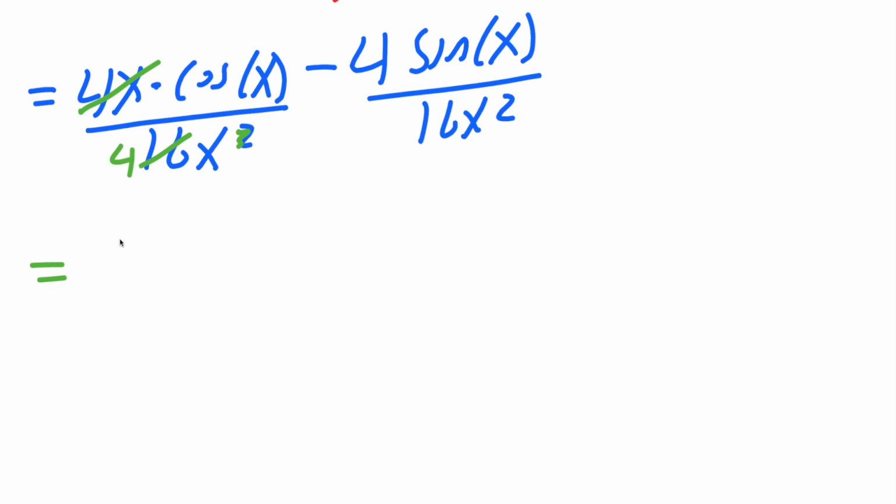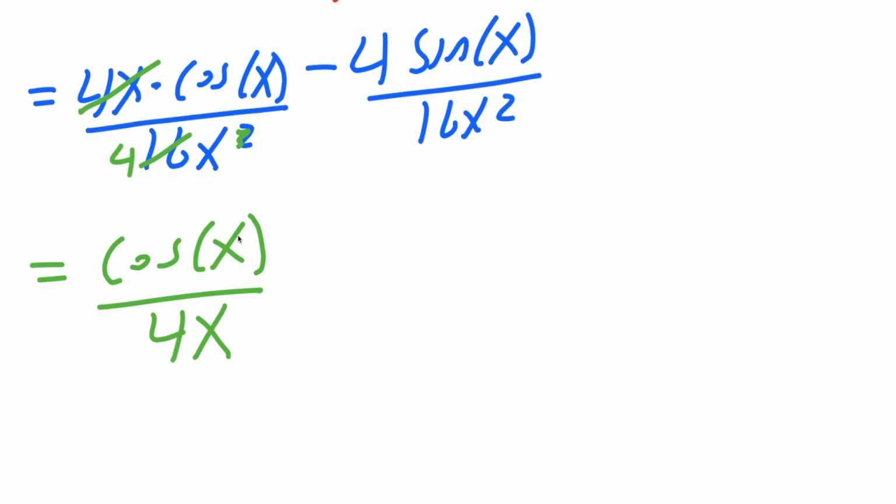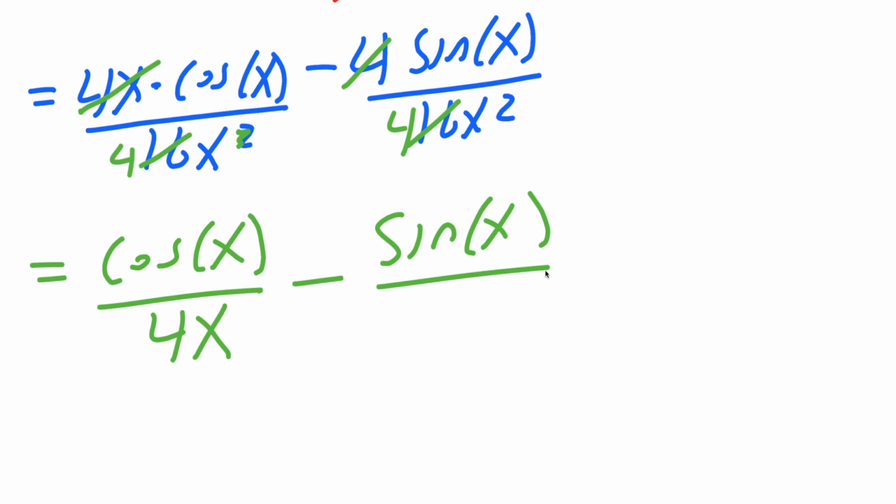So this piece right here would be cosine x divided by 4x. Now here you have a 4, here you have a 16, so the 4 can go away, the 16 can turn into a 4, and then you can get minus sine x divided by 4x squared. And this right here is our final answer.